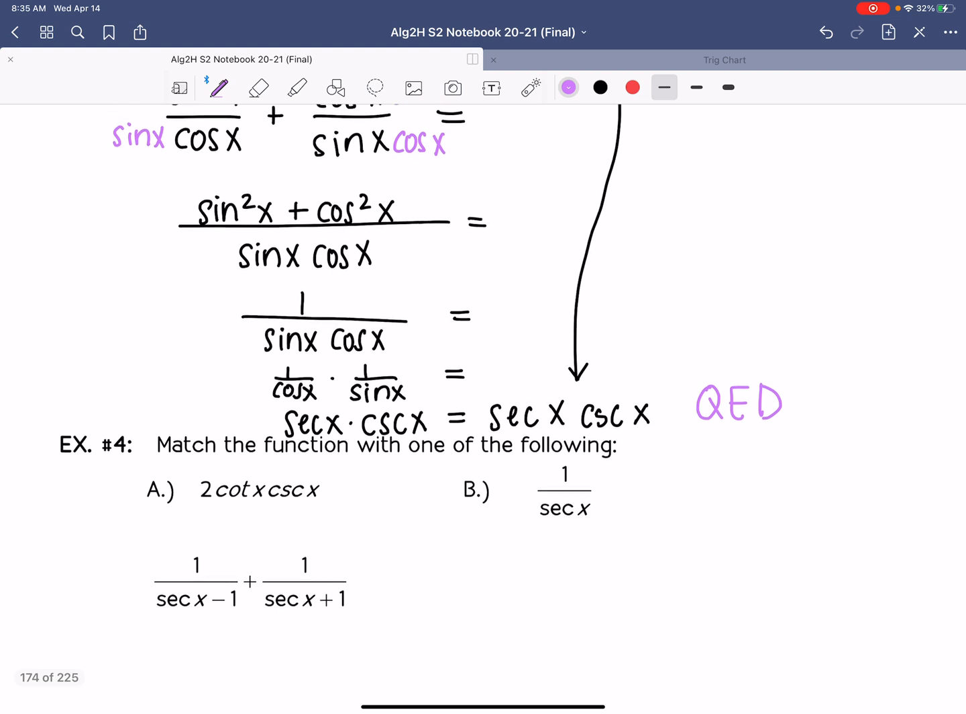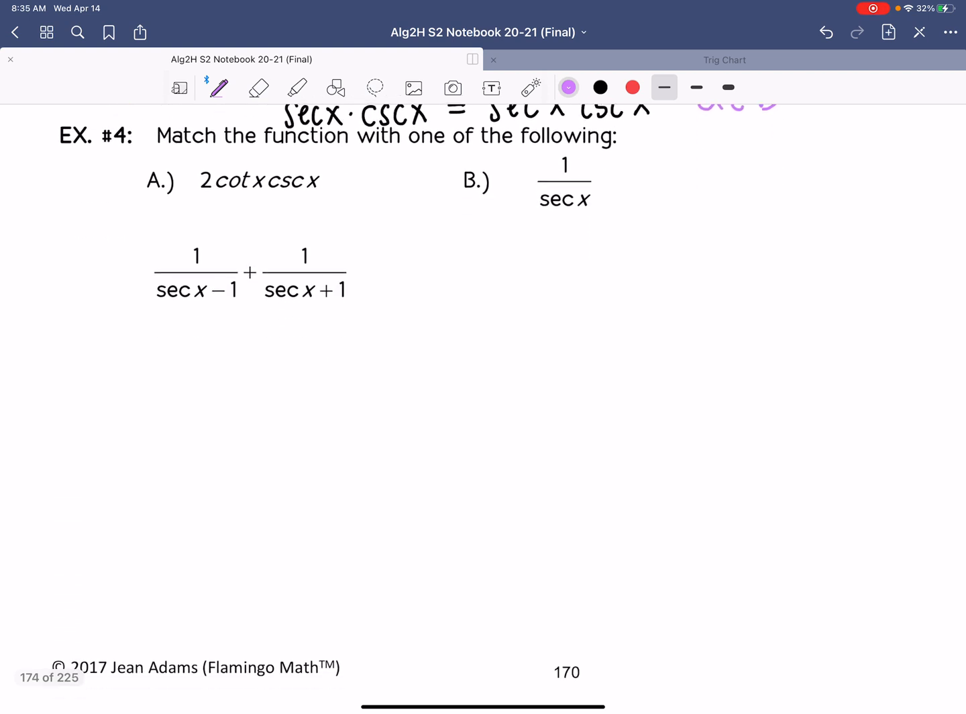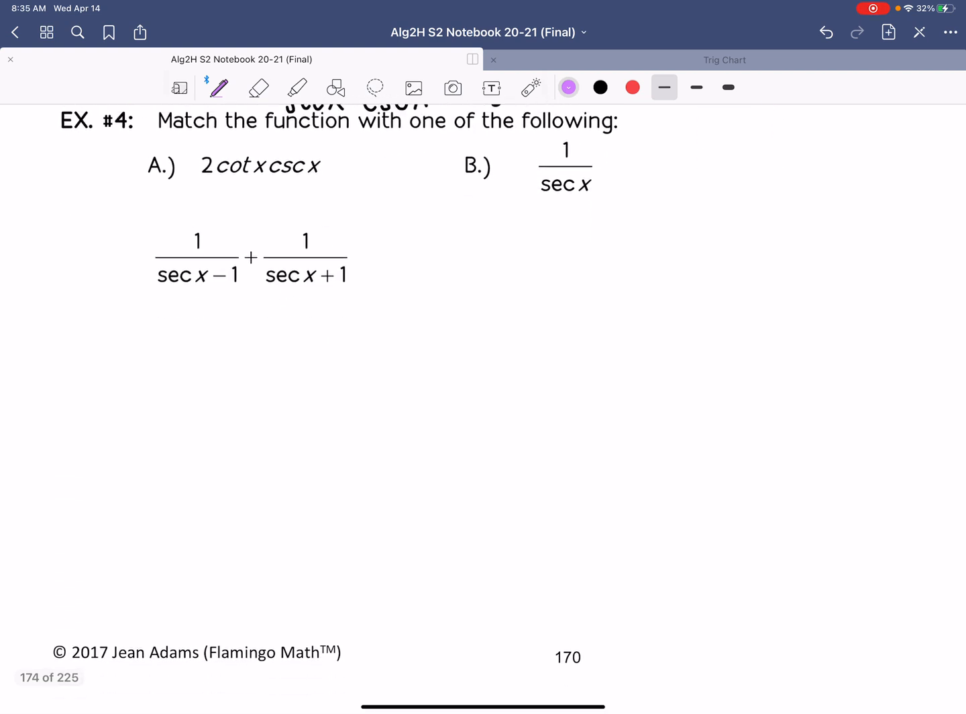All right, let's look at number 4. Okay, so this one says match the function with one of the following. So pretty much we're going to manipulate this, and hopefully it's going to look like either this or it's going to look like this. Okay, this is one. Again, we're going to start off with math stuff.